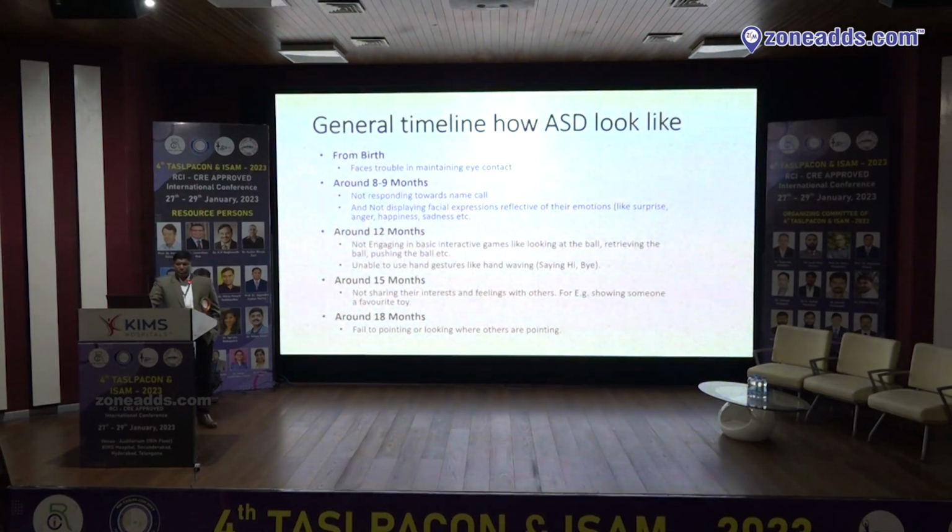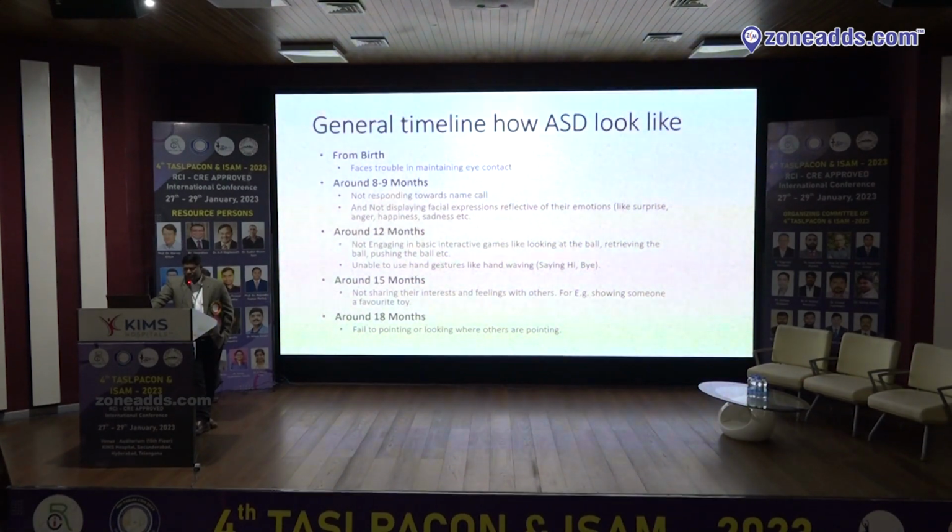So generally, we should know the timeline of how ASD looks from birth. Very important: many of us have a proforma, and whenever an autistic patient comes to us, we take a lot of history from the parents. But we should know how they look from birth until about 60 months, which is very important information I want to share with you all.